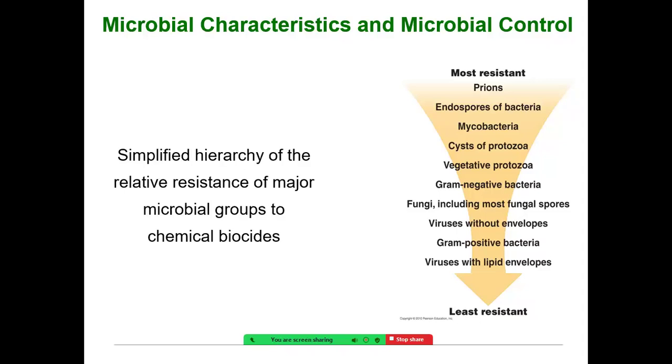Fungi, including most fungal spores, the next most resistant. Viruses without envelopes, the next most resistant. The naked viruses are more resistant than the viruses with the lipid envelope. Then the gram-positive bacteria, the second least resistant microbe, and then the least resistant or the most sensitive microbe is actually viruses with lipids.